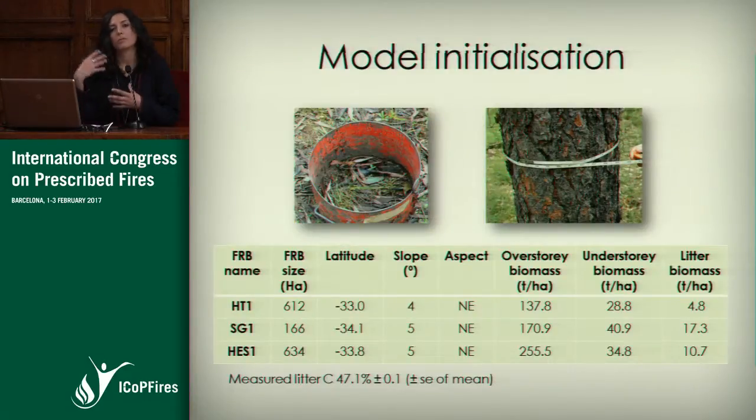Now, in order to run the model, we need an initial state. So how much is the litter biomass, understory, and overstory biomass? The effect of topography here is minimized because the slope and aspect of the sites are very similar. We collected litter samples using that ring, and we weighed them. We measured the size of the trees, and we used allometric relationships to get biomass for the stands. And we measured the carbon content in the litter to be able to convert biomass values to carbon.